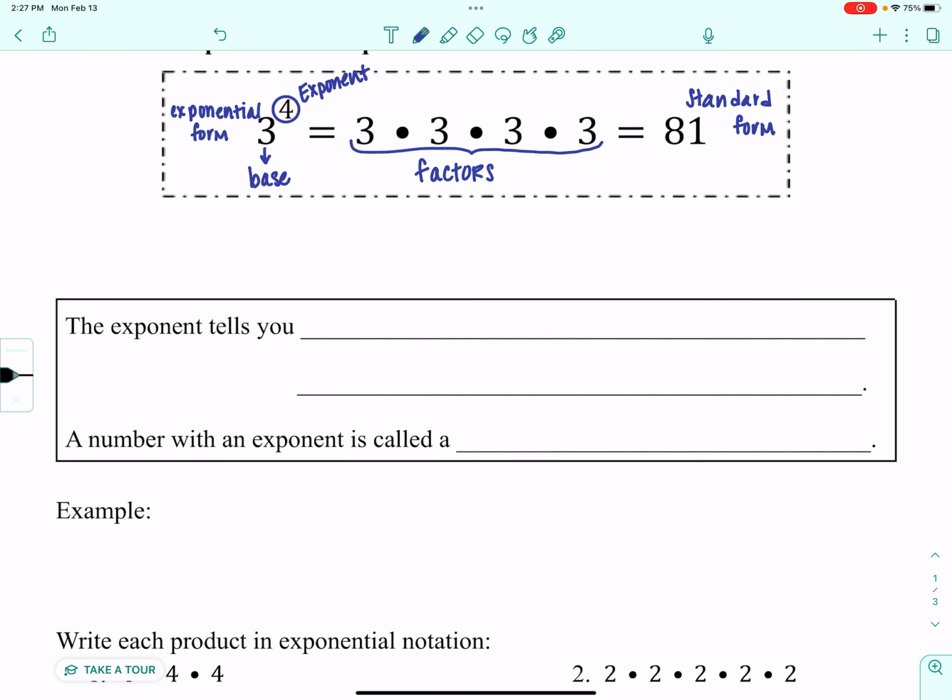And I said this just a minute ago, but in case you didn't pick it up, the exponent tells you how many times to multiply the base by itself.